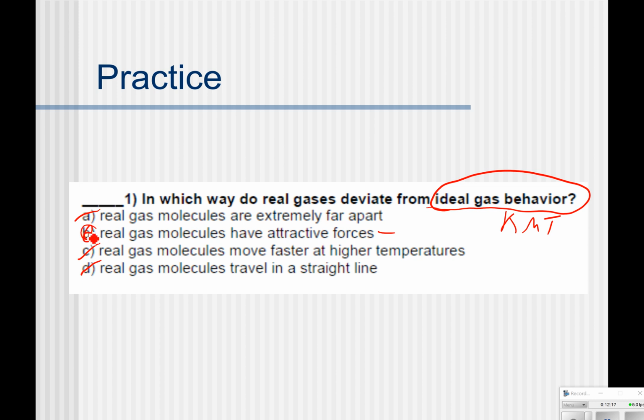So this choice here, B, real gas molecules have attractive forces, this is true. You're going to have attractive or repulsive forces, whether they're extremely large or extremely small, it doesn't matter. They're still there. And the ideal gas behavior says that gas molecules do not have attractive forces, when in reality a real gas molecule will have an attractive or repulsive force, even if it is extremely small.